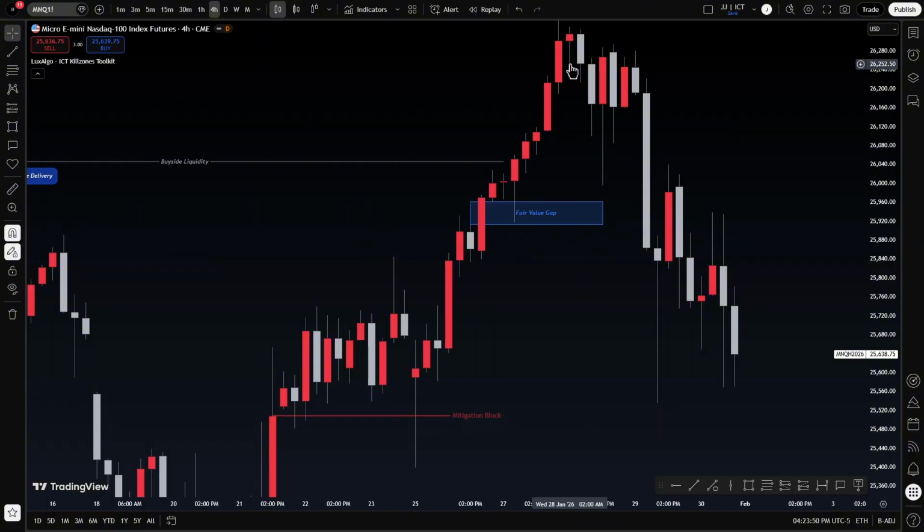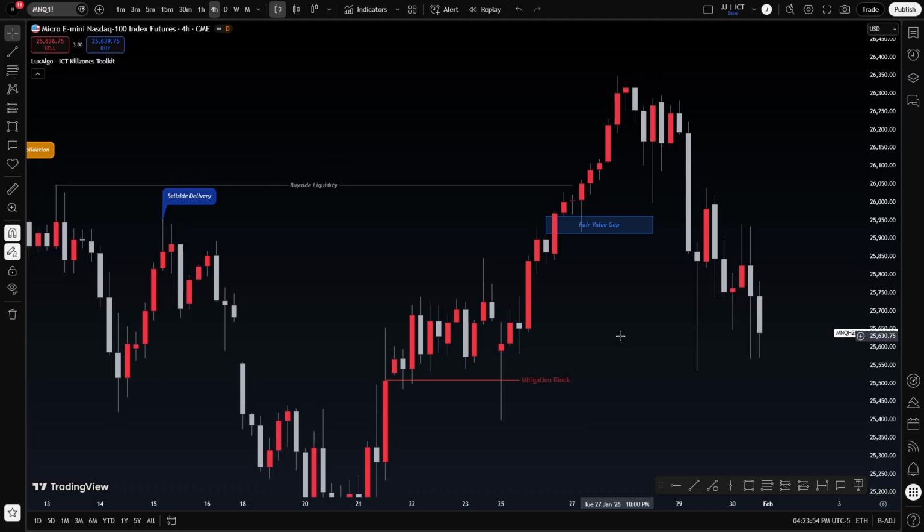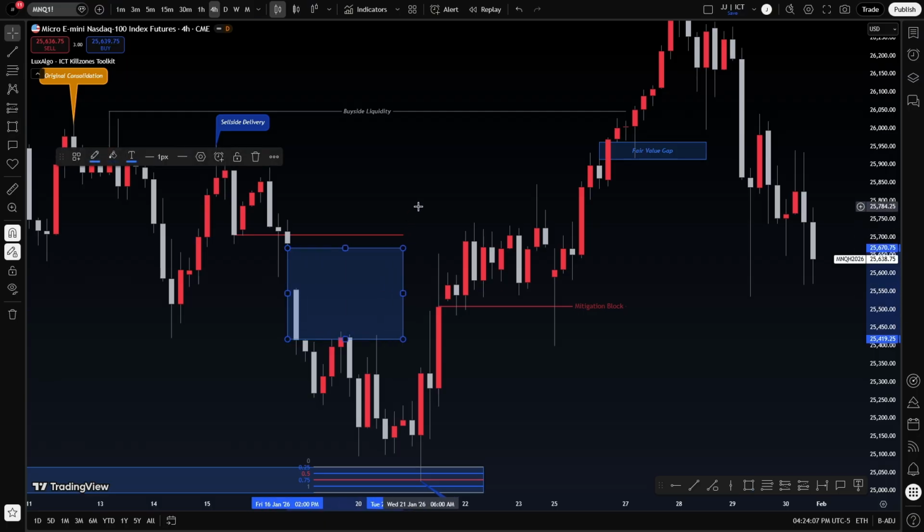You could see more, but the majority of the time you're only going to see two really good stages for both sides of delivery, in which we had one over here, which was the mitigation block, and then we had a second one right here, which was that fair value gap. So you see what I'm talking about? You're likely not going to see any more than three stages, in which the first two are the most probable and/or most profitable. You get it.